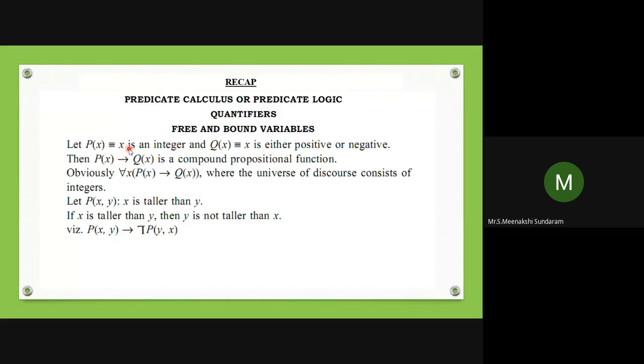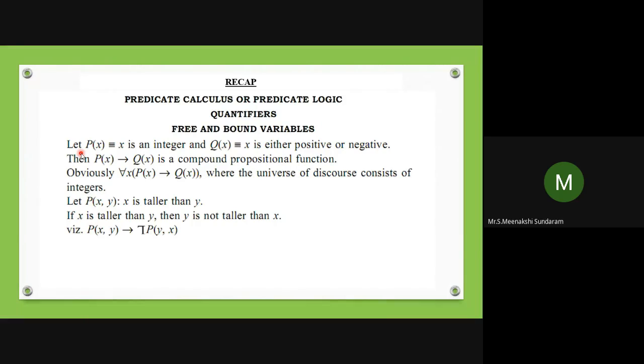So let P(x) be: x is an integer, and Q(x): x is either positive or negative. Some examples from last class, one or two we can go through, then we move on to the new topic for today's class. P(x) is x is an integer. Q(x) is x is either positive or negative.